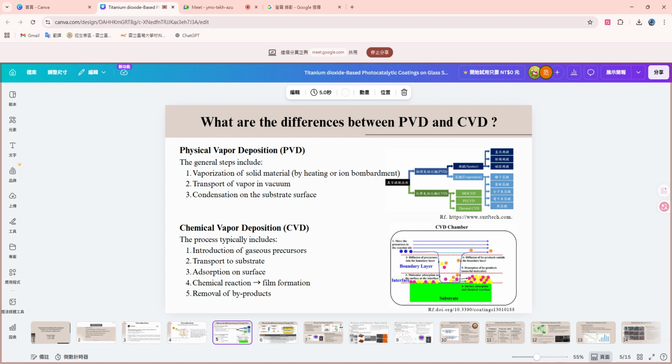First, PVD is physical vapor deposition. The general steps involve three parts: the first is the evaporation of solid materials, the second is transport of the vapor in vacuum, and the third is condensation on the substrate surface. CVD is chemical vapor deposition. The process includes five parts: the first is gaseous precursors, then transport to the substrate and adsorption on the surface, then chemical reaction, and the final step is removing the byproducts.